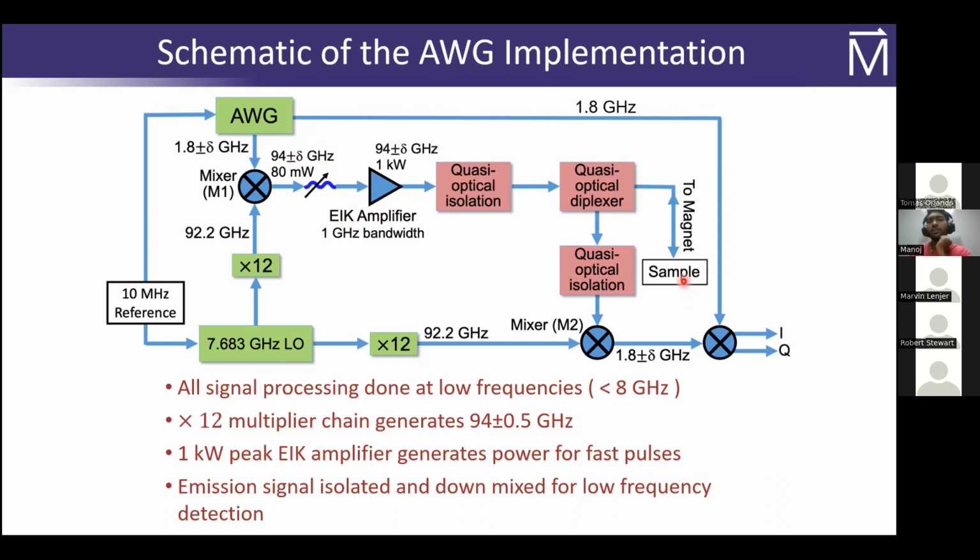The emission signal from the sample is detected after being down converted in 2 steps. First with 92.2 gigahertz, resulting in 1.8 plus or minus delta gigahertz, which is then mixed with 1.8 gigahertz from the AWG, giving us in-phase and quadrature detection. And the local oscillator and the AWG are synchronized with a 10 megahertz clock.